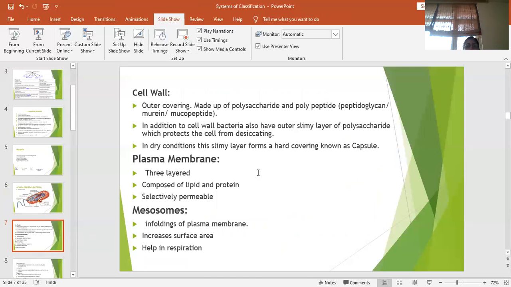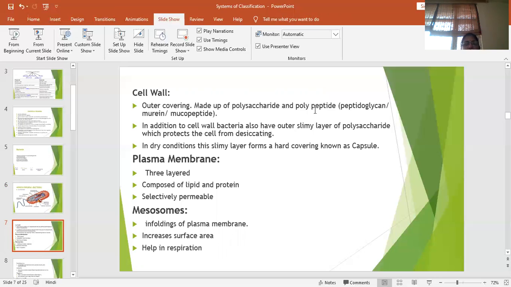Cell wall is a hard covering. It is made up of polypeptide and polysaccharide. Now children, in living organisms, there are thousands of big molecules present. Now these molecules are grouped in different categories, different biomolecules like carbohydrate, protein, lipid, DNA, RNA, etc. So polysaccharides are a type of carbohydrate, whereas polypeptide is a type of protein. It is a part of protein.